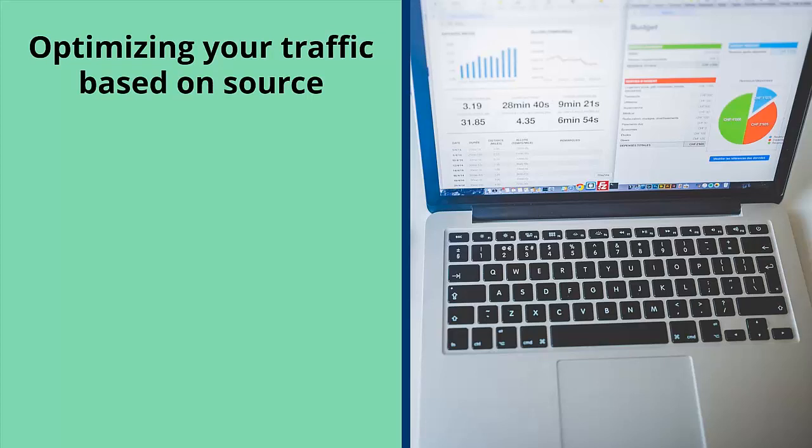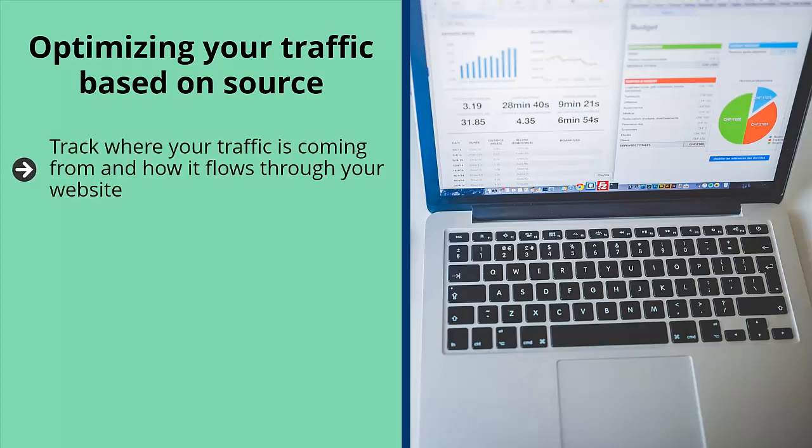Optimizing your traffic based on source. Track where your traffic is coming from and how it flows through your website. Generally, Google Analytics does a good job of this. There are also other products out on the market that you can use, like StatCounter, which is free. As long as you can identify the traffic source and its general behavior on your site, you will have the information you need to optimize your source.